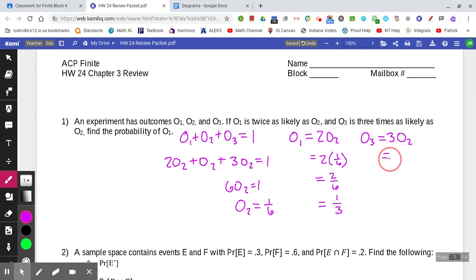And that means that O3, outcome 3, is 3 times O2, so that would be 3 times 1/6. So that would be 3/6, which is 1/2. All right, so let me just double check. 1/6 plus 2/6 plus 3/6 is 1. So those would be my 3 possibilities of my outcomes.